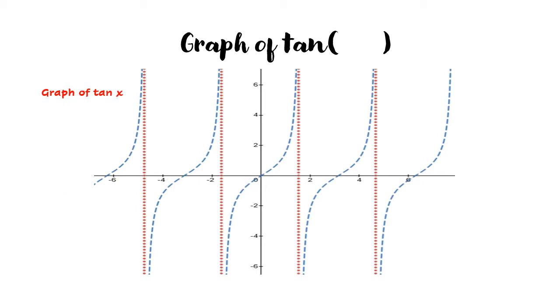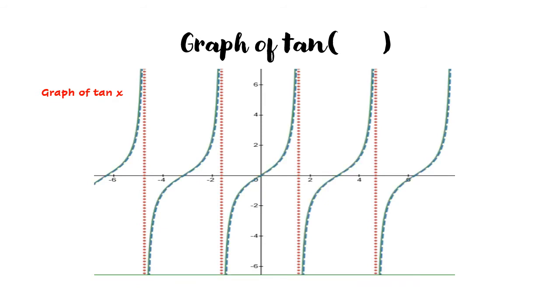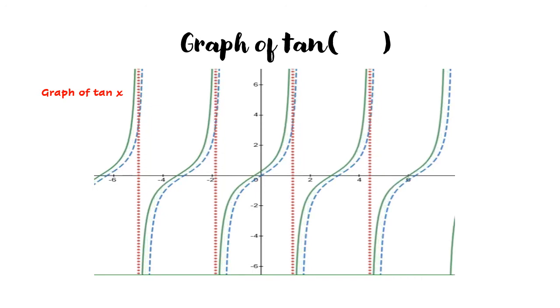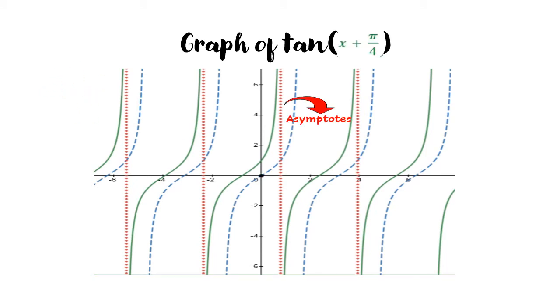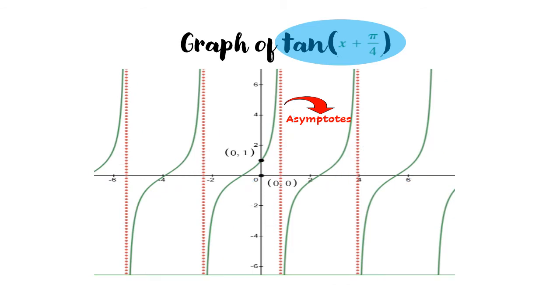Now if I want to draw the graph of tangent of x plus pi over 4, my graph will be moved pi over 4 to the left. So this is the graph of tangent of x plus pi over 4. My graph got shifted pi over 4 to the left.